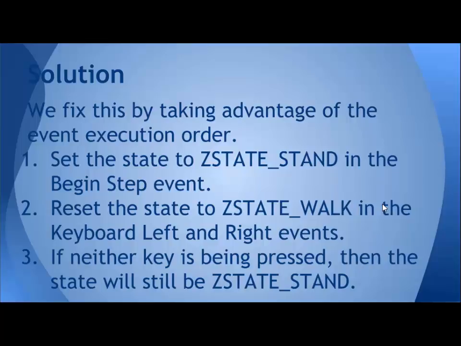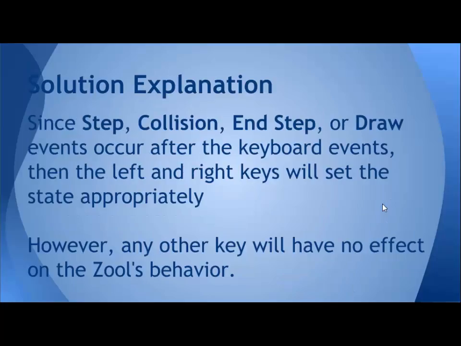So it's kind of a kludge. What is a kludge? It's kind of a not-so-pretty workaround to get this to work properly. But sometimes in coding you have to do kludgy coding, so this is one of those times. Since the step, collision, end step, or draw events occur after the keyboard events, the left and right keys will set Zool to the appropriate state. However, any other key will have no effect on Zool's behavior. So now we've isolated it so that only the left and right keys will move Zool, and if you happen to be hitting other keys, it's not going to do anything other than just make him stand there. So that solves the problem.